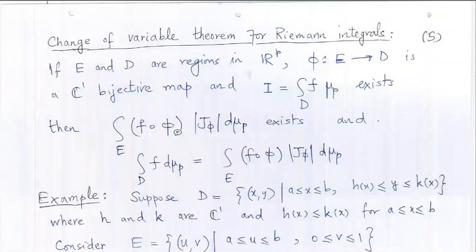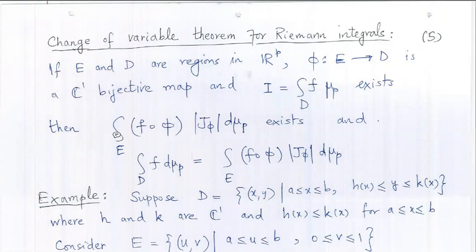Another important thing is that we can usually use the change of variables theorem for Riemann integrals. Suppose we have two regions E and D, and those two regions are connected by a mapping phi that maps the points from E into D, which is a C1 bijective map, and this is a continuous map. And the integral I, which is the integration of the function on the region D, exists.